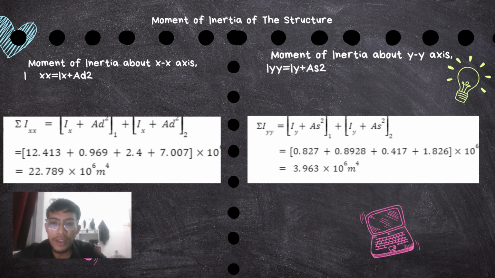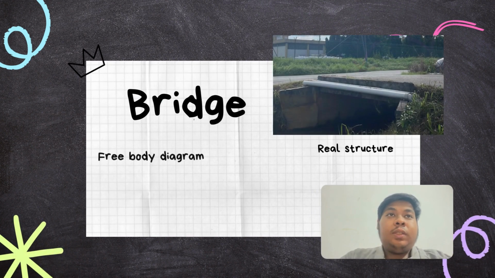The last is to find the moment of inertia for x-axis and y-axis. We get the final answer for x is 22.789 times 10 to the power of 6 meter to the power of 4, where y is 3.963 times 10 to the power of 6 meter to the power of 4.